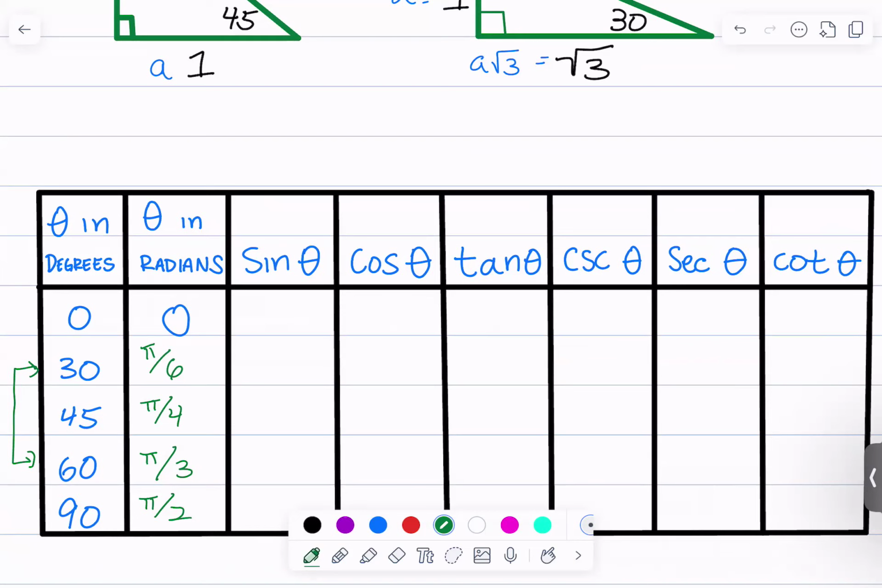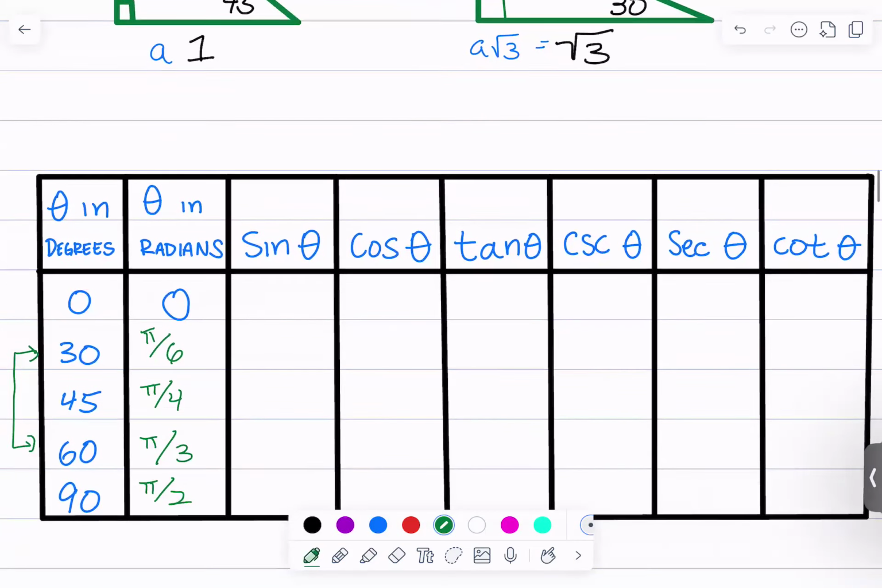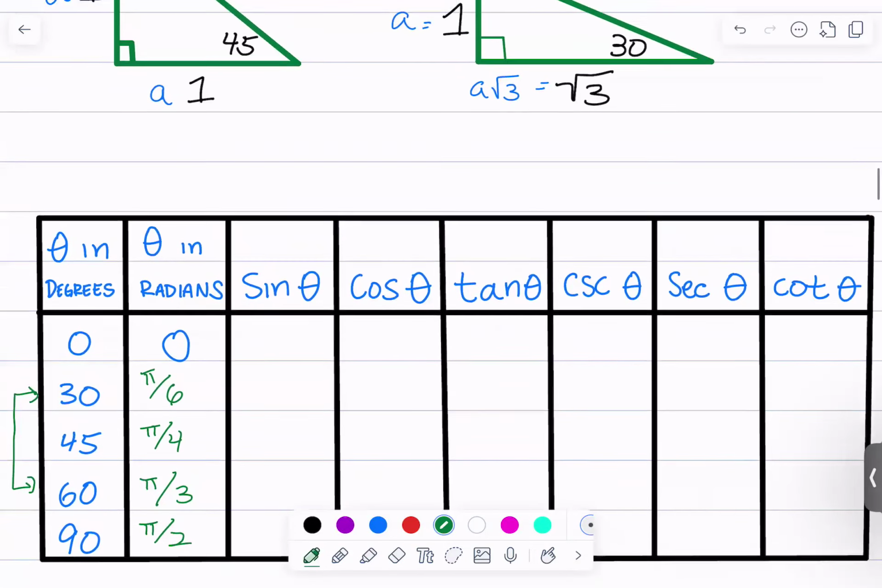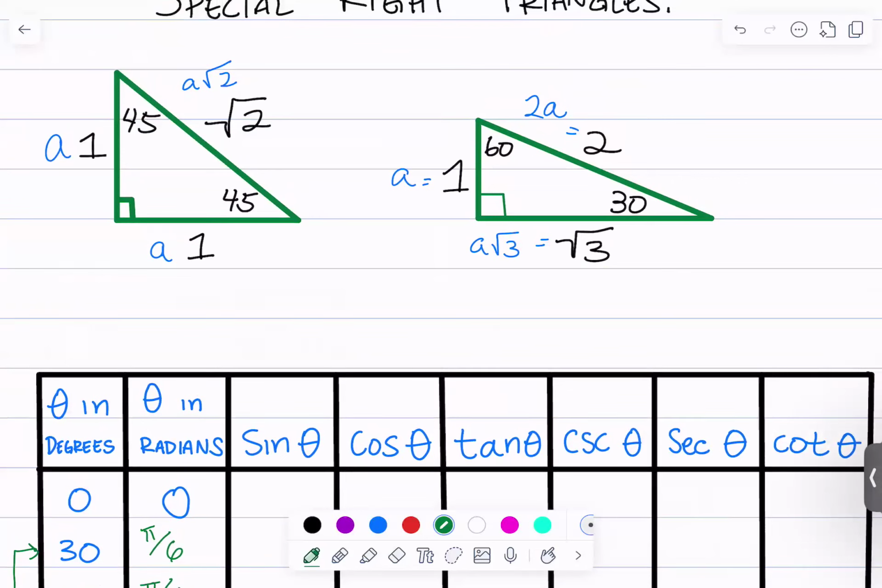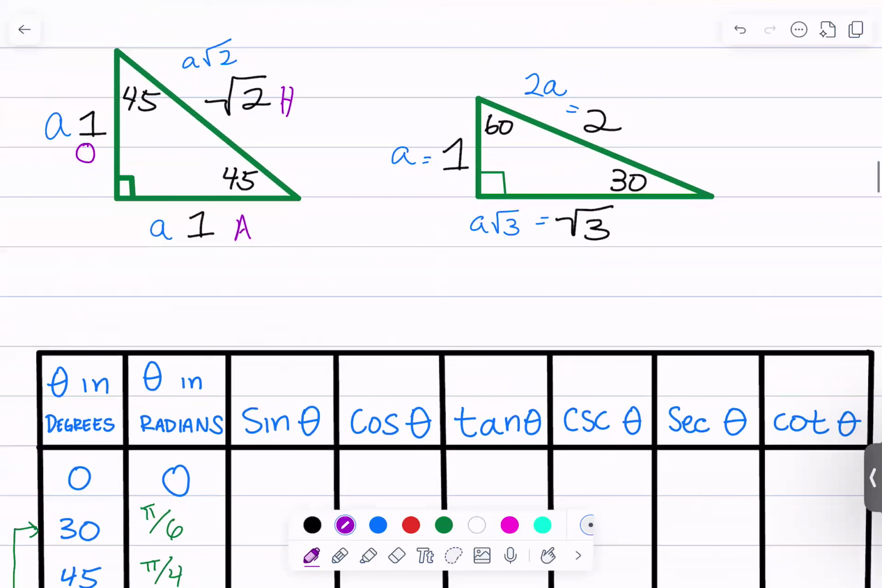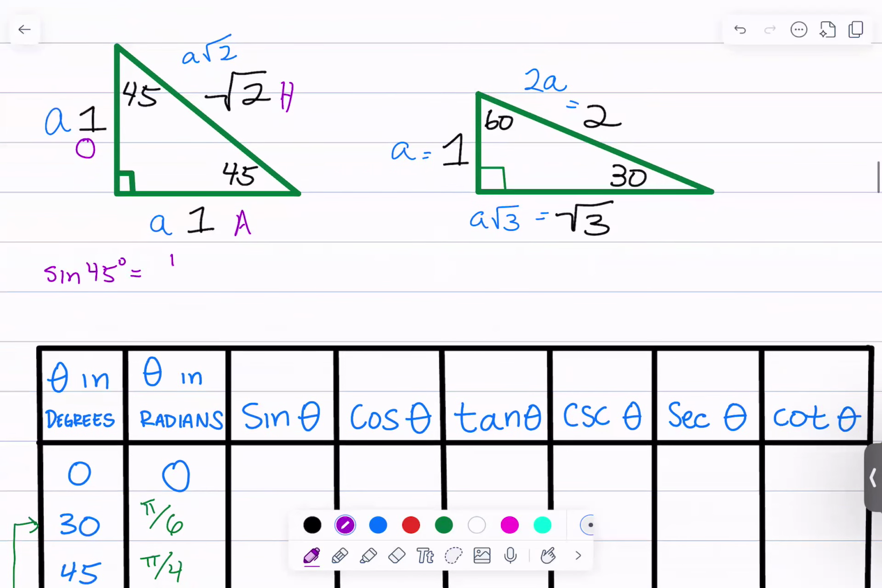So in terms of 30 degrees, or in terms of 45 degrees, let's do 45 first. Okay, using 1, 1, square root of 2, this is my opposite, this is my adjacent, and this is my hypotenuse. Sine is opposite over hypotenuse. So the sine of 45 degrees is 1 over square root of 2, correct?